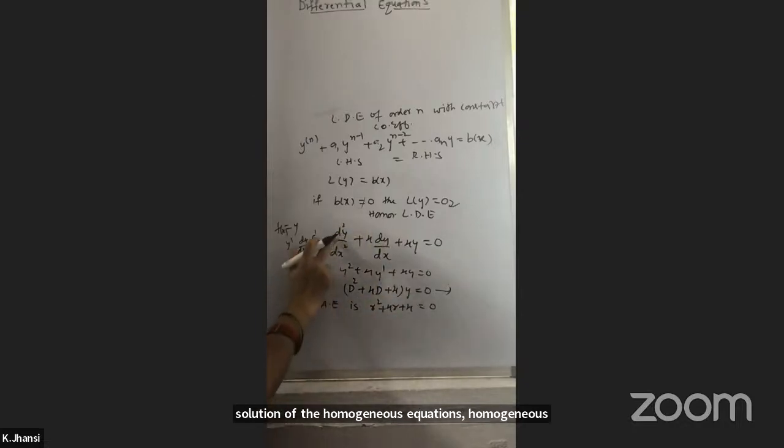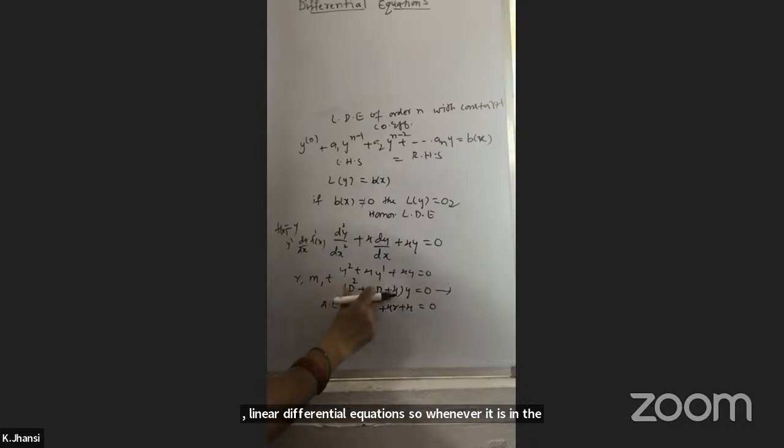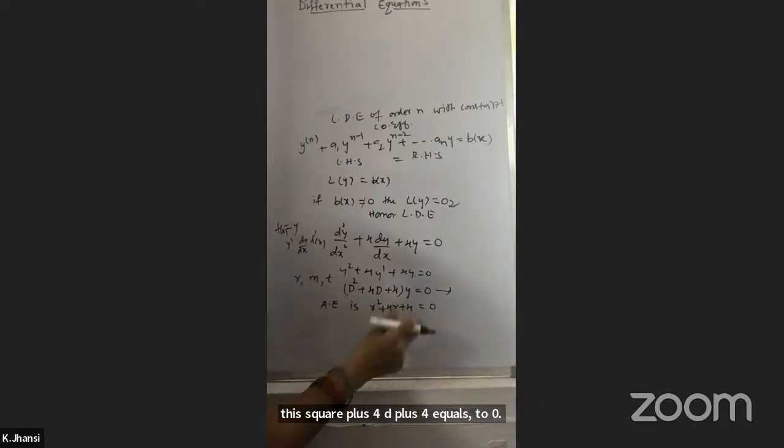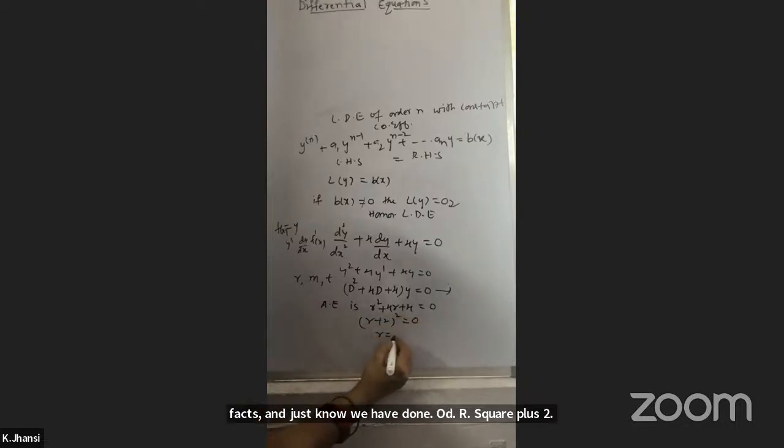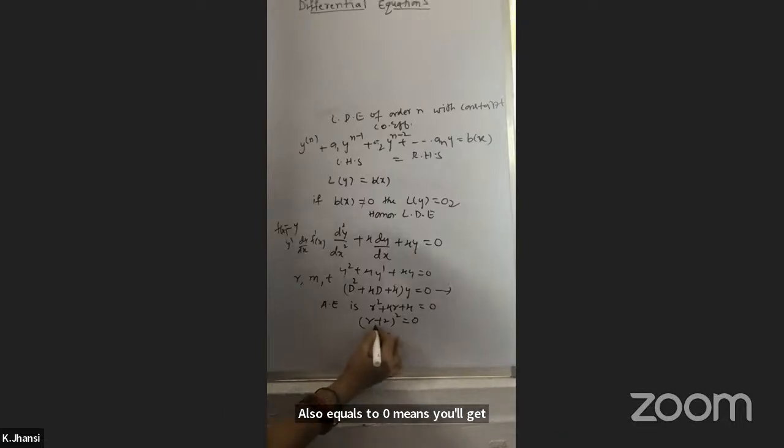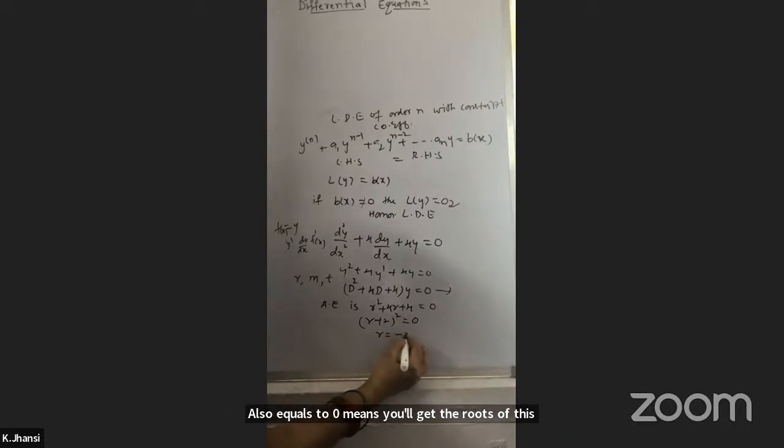Whenever it is in the form like this, you can write it as D square plus 4D plus 4 equals 0. The auxiliary equation is: in place of D, you write R. When you do the factorization, just now we have done, (R plus 2) whole square equals 0, which means the roots of this equation are R equals minus 2, minus 2.